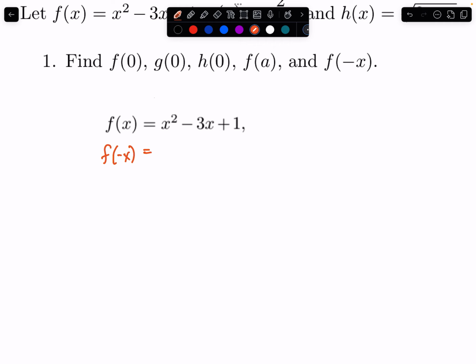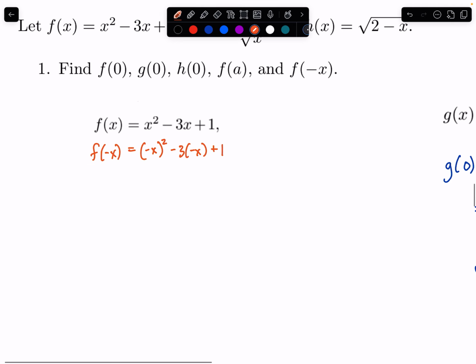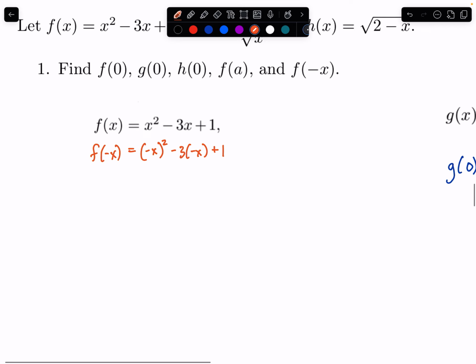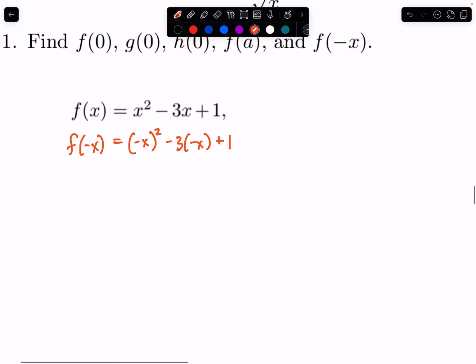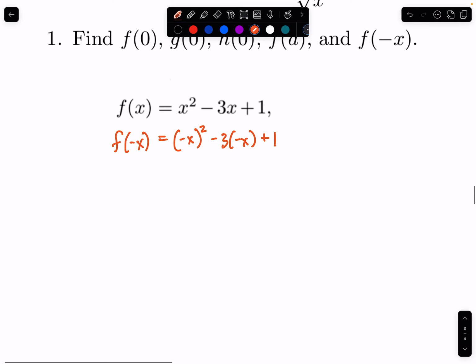So now we're doing f of negative x. This is something we actually did earlier in the section where we were talking about even and odd functions. So here's an instance when it definitely helps to have that parentheses there. Negative x squared minus 3 times negative x in parentheses plus 1. Sorry, that's kind of blurry because it's zoomed in a little too far.